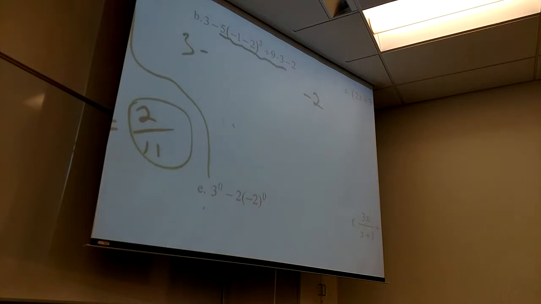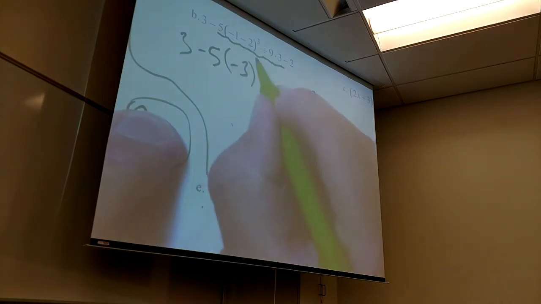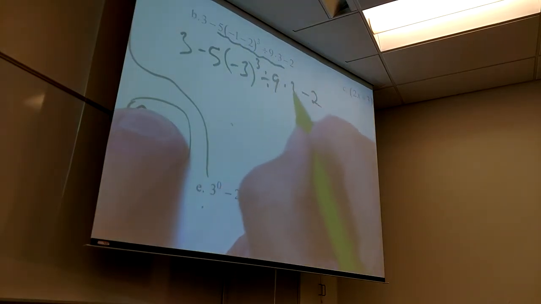Parentheses first, right? The only time you have to FOIL is when the inside can't be done. If I had x plus 2 squared, then you have to write it twice and FOIL it, right? Because you don't know what x plus 2 is. But what's negative 1 minus 2? Negative 3. So why FOIL? The only reason FOIL exists is it's a workaround when I can't do the inside first. But I can do the inside first. So this is 3 minus 5 times negative 3 cubed divided by 9 times 3.